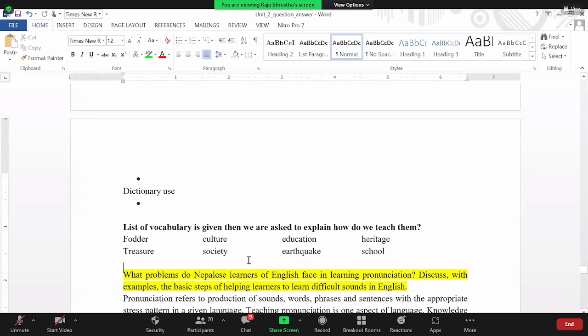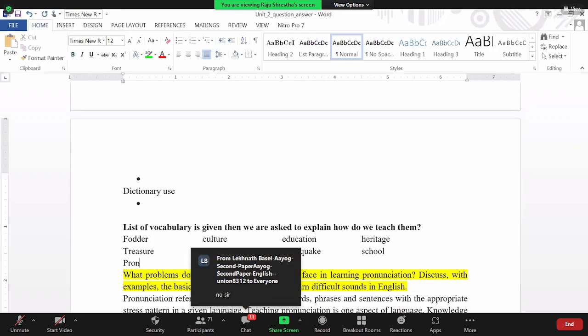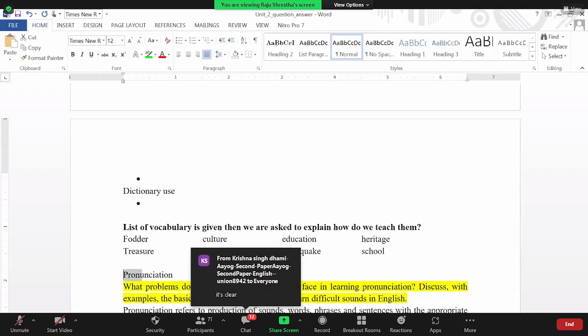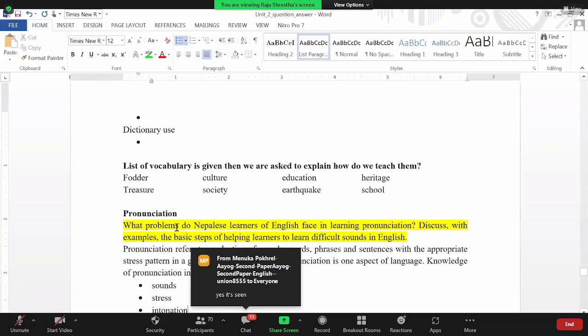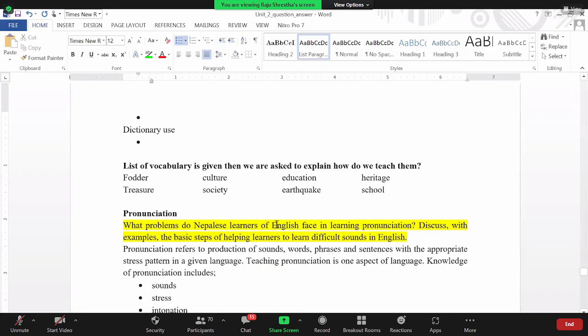Now today we go to the pronunciation. Okay, this is the pronunciation part. In pronunciation, one question let's write here, then we discuss this. What problems do Nepalese learners of English face in learning pronunciation? Discuss with examples the basic steps of helping learners to learn difficult sounds in English.